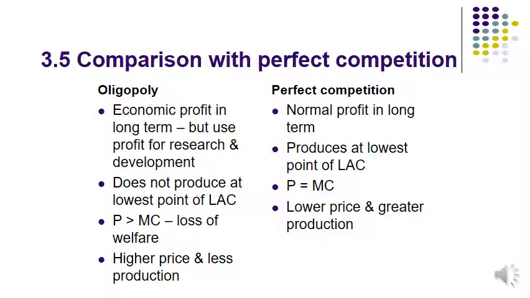And lastly, we look at the comparison with perfect competition. Oligopolies, in the long run, can make economic profit, but generally these oligopolies use it for research and development to try and get the upper hand on their competitors. They don't produce at the lowest point of the average cost curve, so therefore their prices charged are higher. Also, the price is higher than the marginal cost, so there's a loss of welfare on behalf of the consumers, and therefore there are higher prices and lower production.